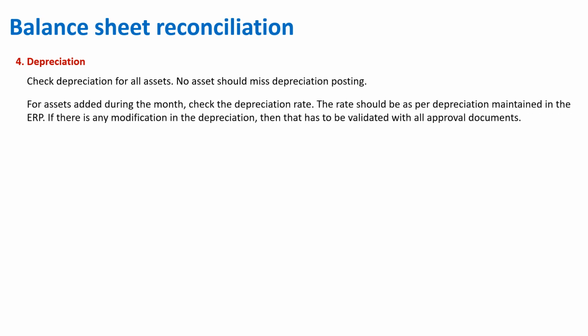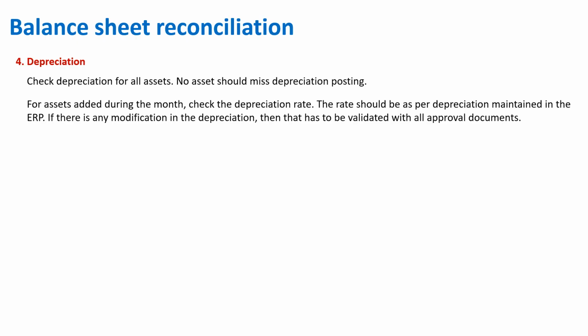For assets added during the month, check the depreciation rate. This will give clarity that the accountant who has posted the entries for assets has considered the right life of the assets. The rates should be as per the depreciation maintained in the ERP. If there is any modification in the depreciation, then that has to be validated with an approval document.